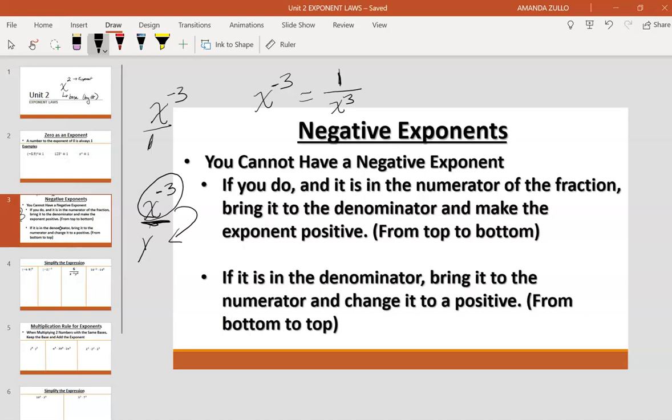Opposite, or conversely, if the negative exponent is in the denominator or in the bottom, you're going to want to bring it up to the top. So you're going to take this and bring it up to the top. So you have 1 times x to the negative 3, or to the positive 3, I'm sorry, because once it's on the top, it goes positive. And 1 times anything, you know, is whatever that number is. So you're just flipping it and changing your exponent from a negative to a positive.